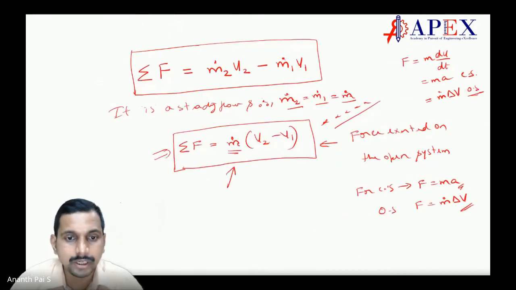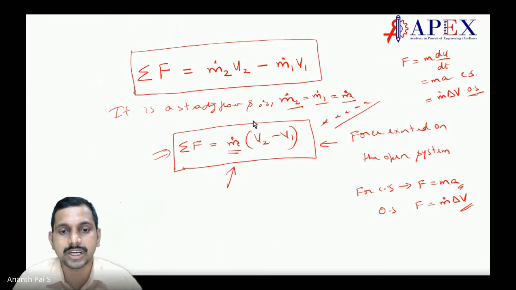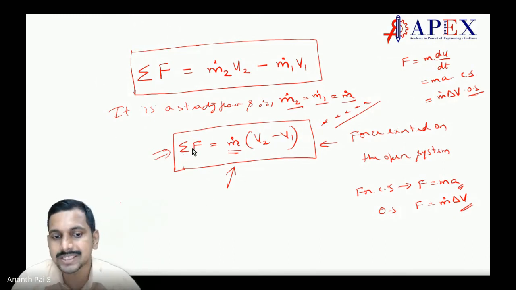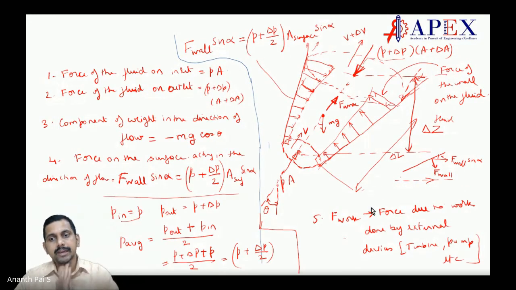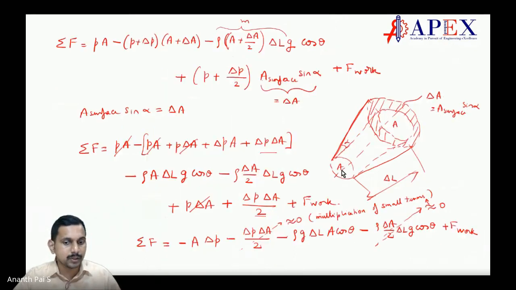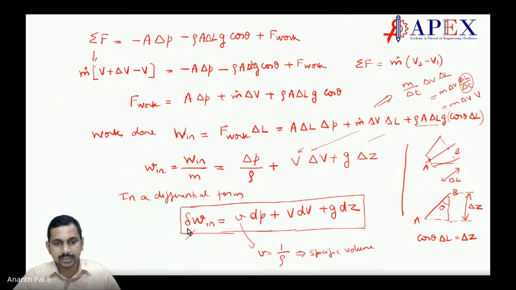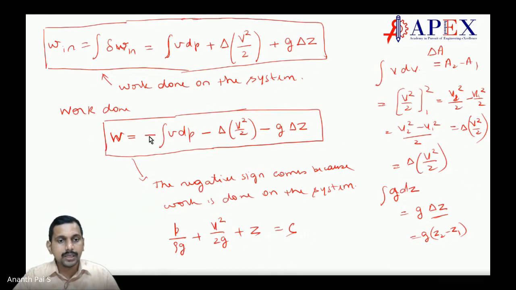And one of the ways in which Reynolds transport theorem can be applied is for Newton's second law: Sigma F is equal to m dot into (V2 minus V1) for steady flow. Make sense? Okay. Now, in a similar way, we have seen along a pipe section how we can do that, and we have come up with this one: delta W in is equal to VdP plus VdV plus GdZ, where this is W, work done on the system.